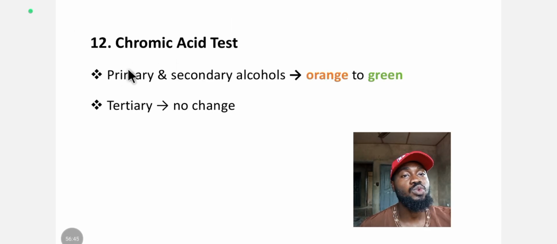The next we have here is number 12, the chromic acid test. When you use the chromic acid test to test for primary and secondary alcohol, when a primary or secondary alcohol is present, it turns the chromic acid from orange to green. But when a tertiary alcohol is present, there is no change.